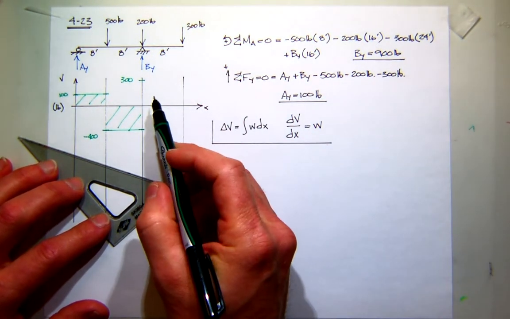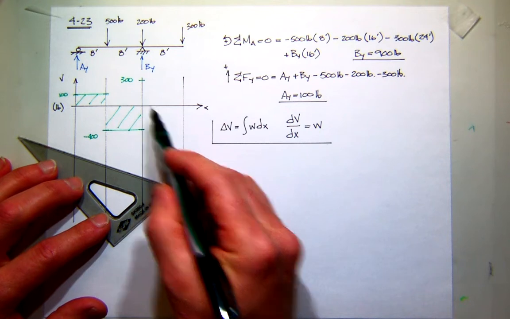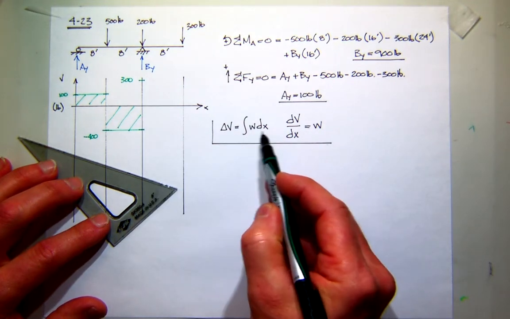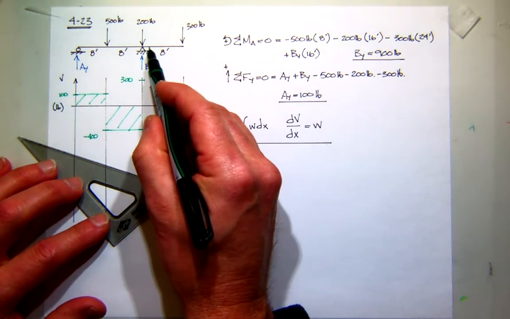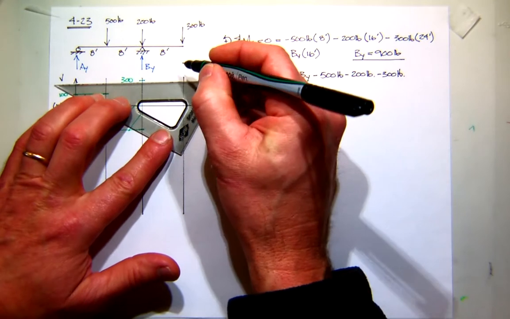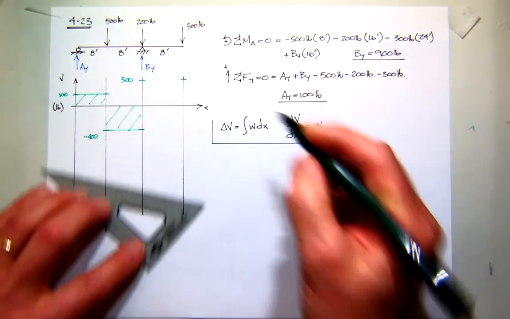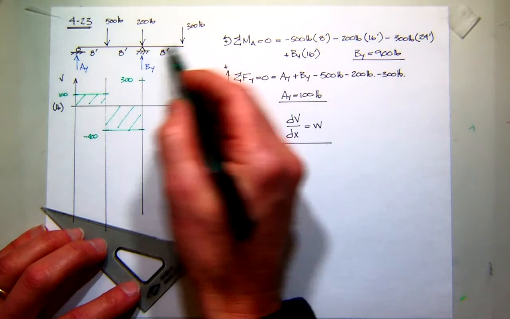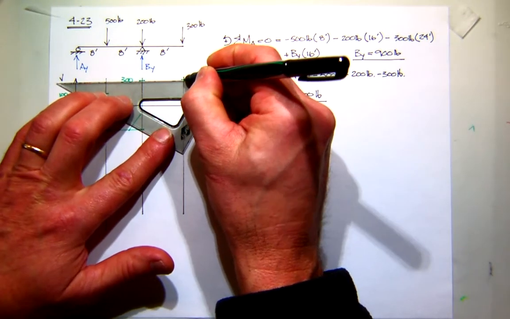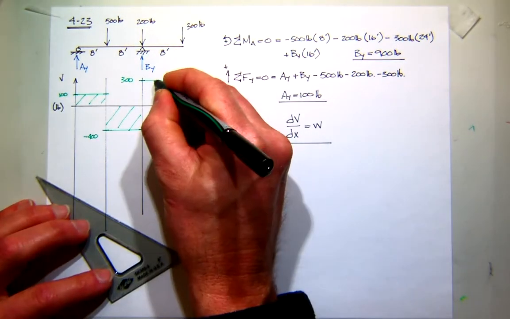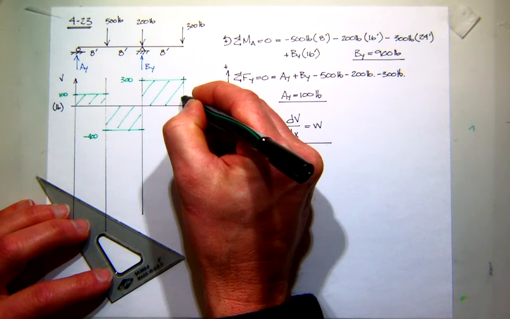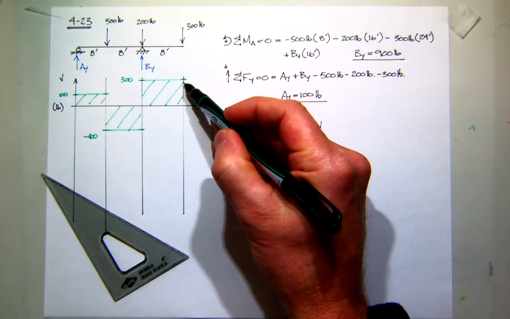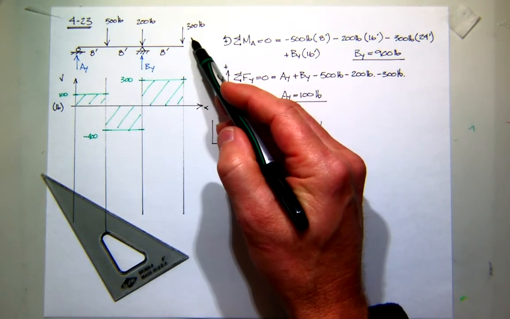Same thing as the first two sections. The third section says the change in shear is the area under the load. Area under the load curve is 0. So we stay at 300. The slope of the curve is the load. The load is 0. So there we go. There's your shear diagram. Well, it ends up being positive 300 shear. Does that work?